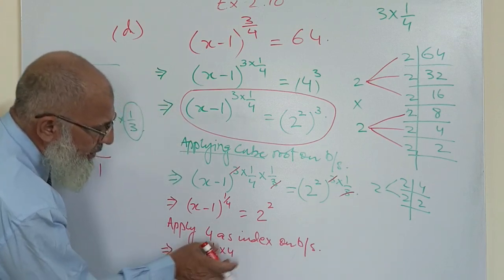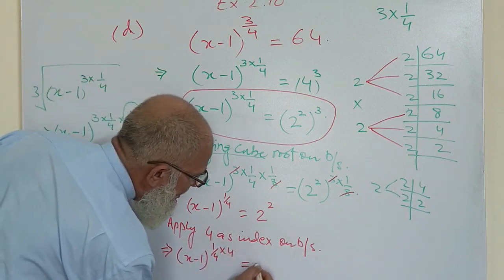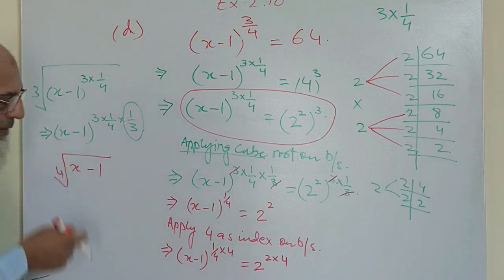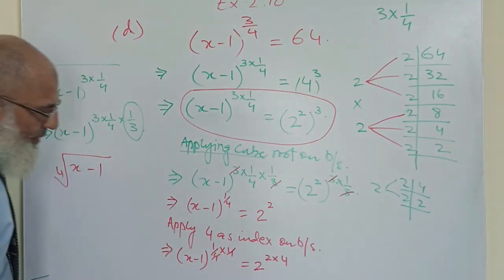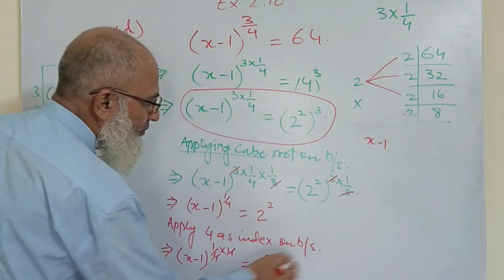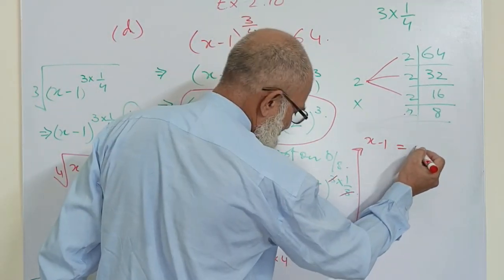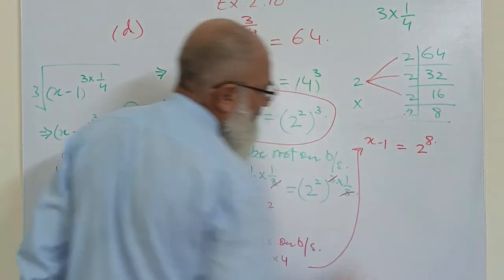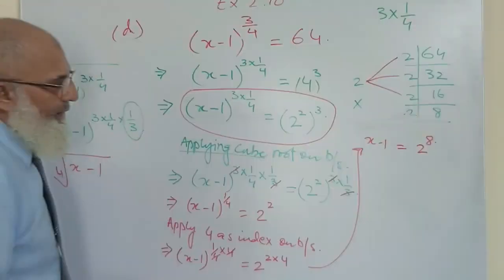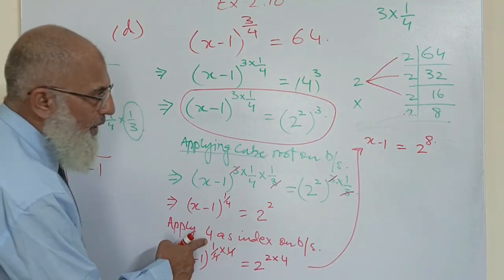We have raised the power to the power. Similarly, 2 multiplied by 4. Now this will cancel this. What will become over here? X minus 1 is 2 raised to power 8, because it has cancelled and it has left only one index.